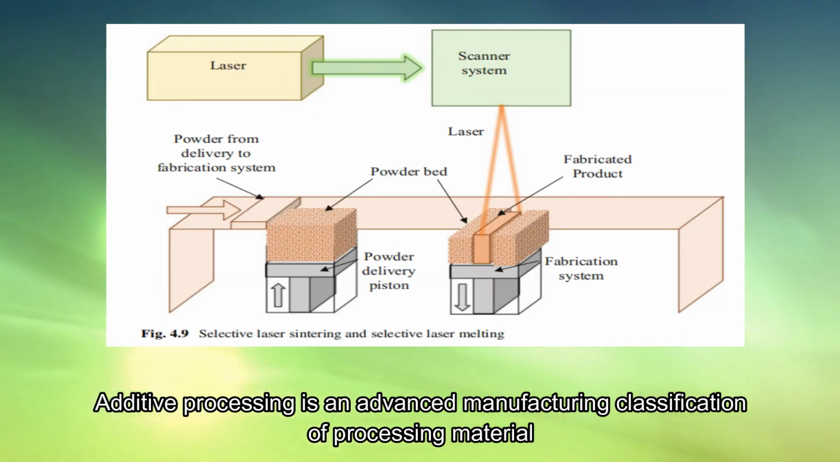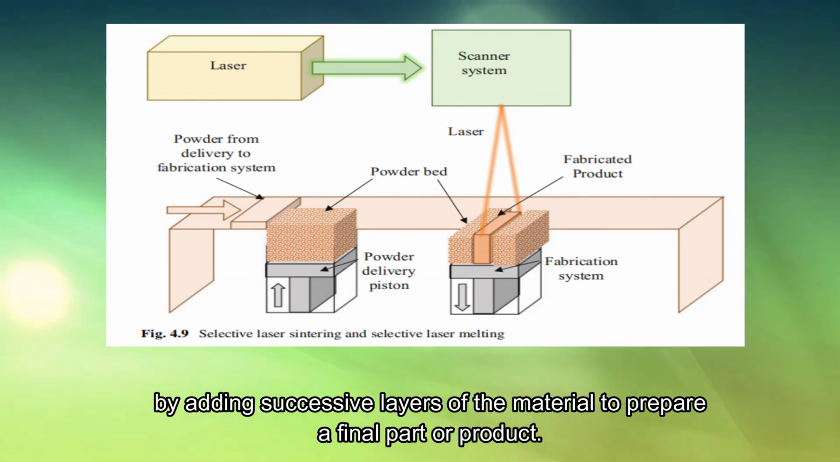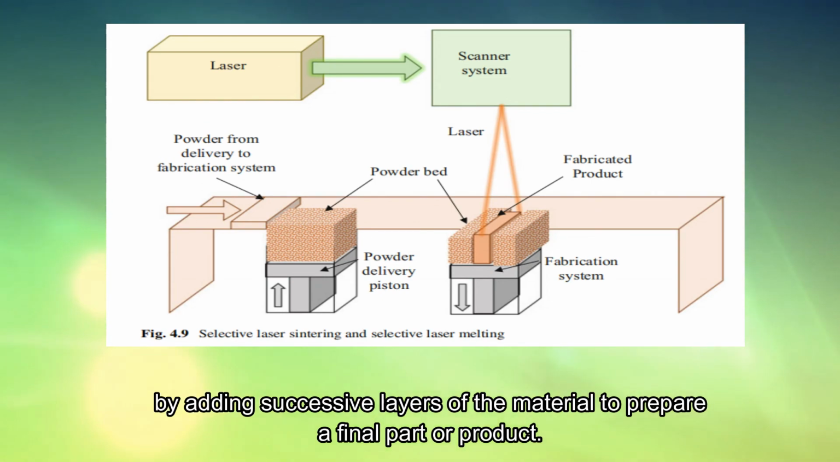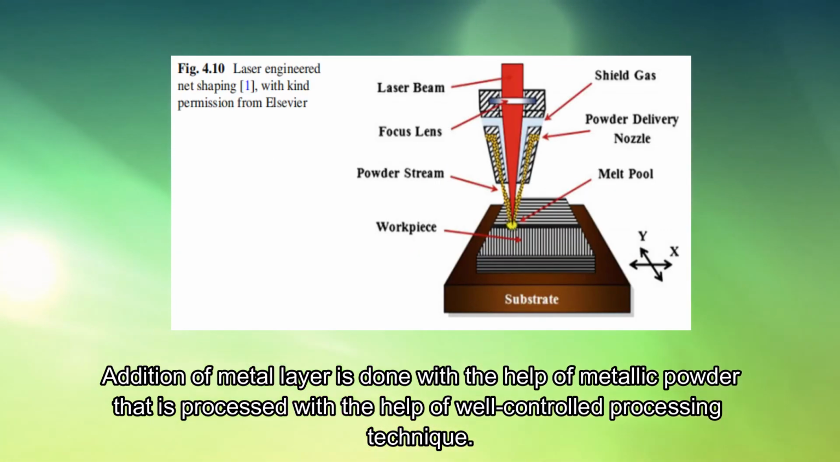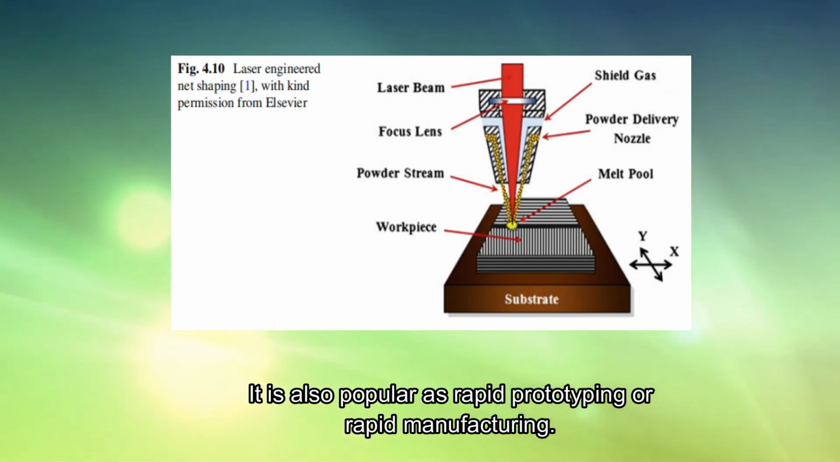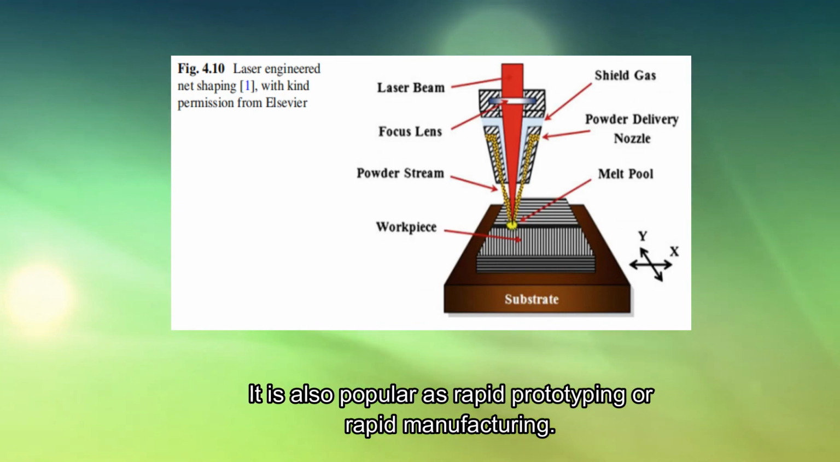Additive processing is an advanced manufacturing classification of processing material by adding successive layers of the material to prepare a final part or product. Addition of metal layers is done with the help of metallic powder that is processed with the help of a well-controlled processing technique. It is also popular as rapid prototyping or rapid manufacturing.